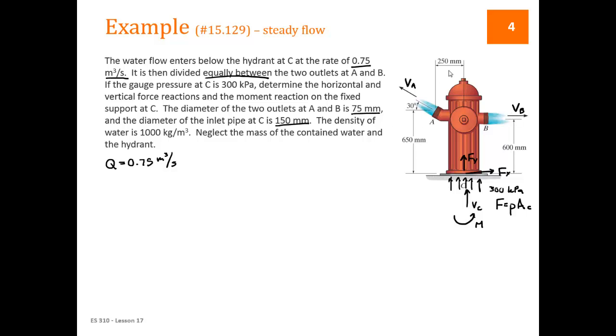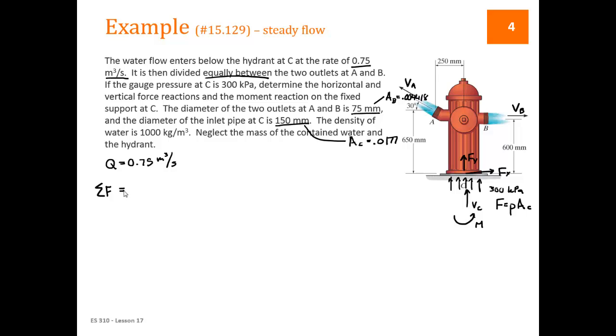So, just real quick, based on these diameters, we can write our areas. The area at A and B is going to equal 0.004418, and the area here at C is going to equal 0.0177. Okay, so let's take a look at, just as a reminder, the equation we're ultimately going to use.